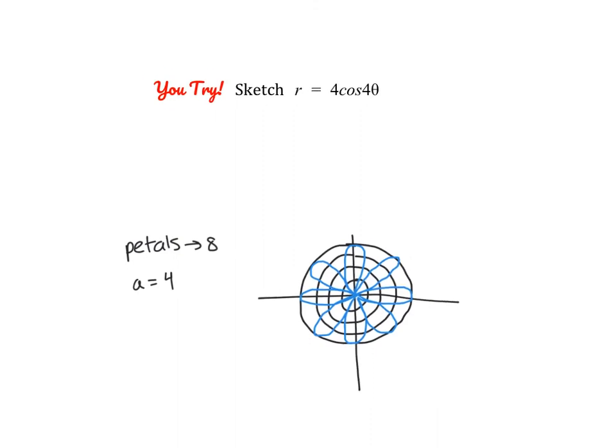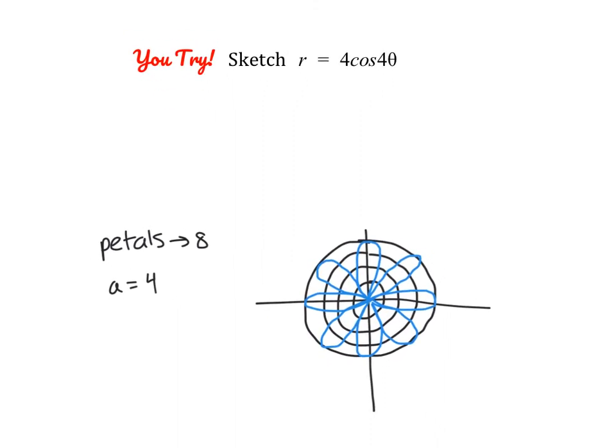All right, let's have a look. This one, we're going to have 8 petals. We're still going to have one that starts right centered around the polar axis. But to fit it in, we're going to need to have 4 here and 4 here. And you can see that our graph is still symmetric about the polar axis.